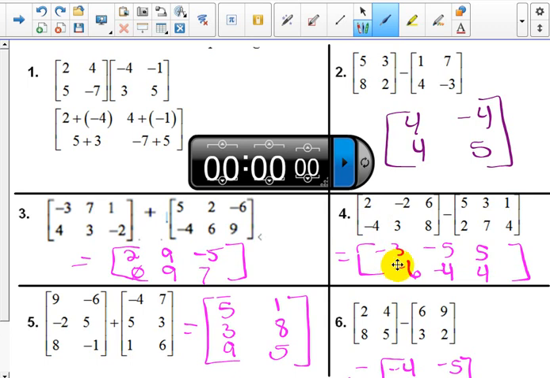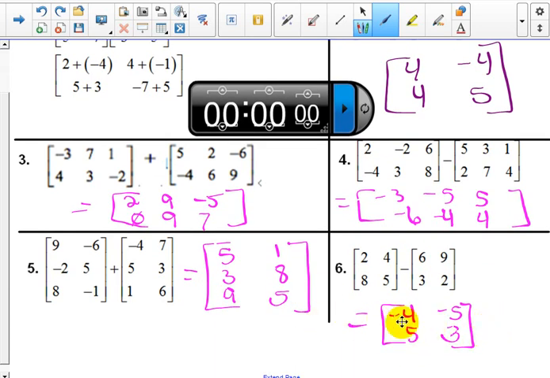Number 4, you should have negative 3, negative 5, 5, negative 6, negative 4, and 4. On 5, you should have 5, 1, next row 3, 8, and last row 9, 5. And number 6, you should have on the first row negative 4, negative 5, and the second row 5 and 3. Are there any questions on those? Be really careful with your signs. Okay? All right, then we will move on.